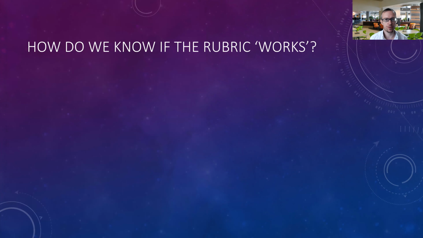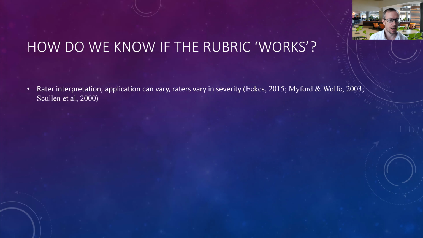So moving on to think about rubrics themselves. How do we know if a rubric is actually working? How do we know if it is functioning correctly? And there can be a variety of reasons why it might not be. So for example, it could have differing rater interpretations.